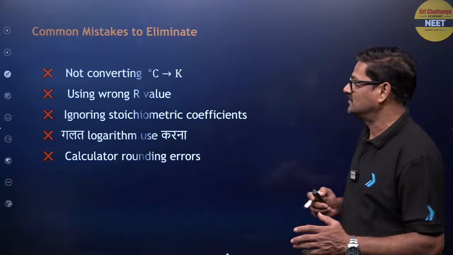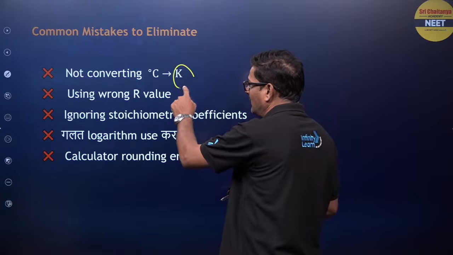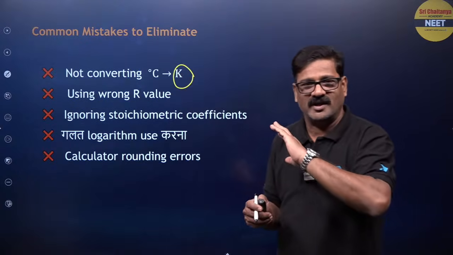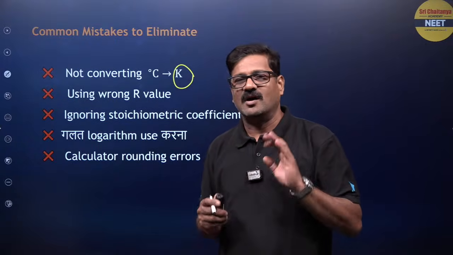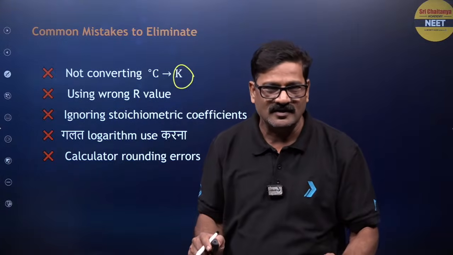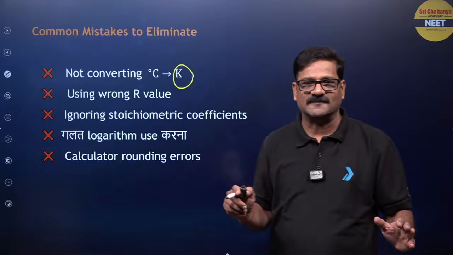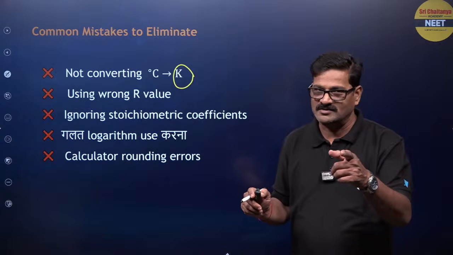When you want to do something, you just learn what to do. At the same time, you also learn what not to do. Agree? Now, let us see what not to do. Not converting degree centigrade to Kelvin. Any chemistry, any formula, any chapter in the total chemistry, all formulas are designed to be used in the Kelvin scale only. You never use degree centigrade in any numerical part. Right?